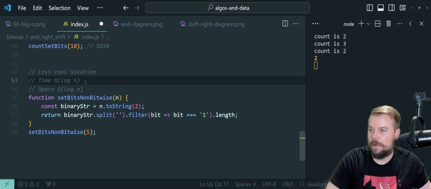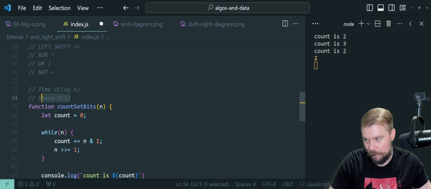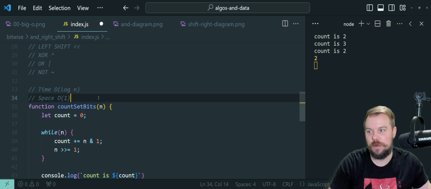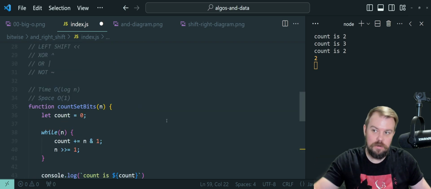But the bitwise solution, as we can see, is generally more space efficient. Boom. Because it avoids creating that intermediate string and the eventual array and things like that have to come out of it in order to solve it. So yeah, there y'all have it.